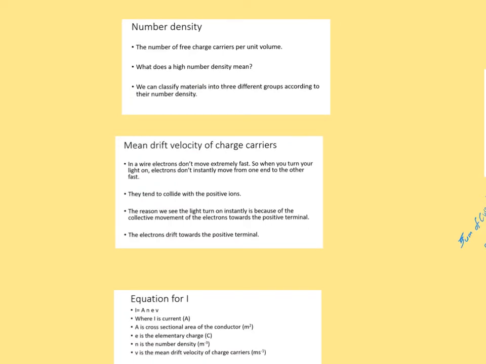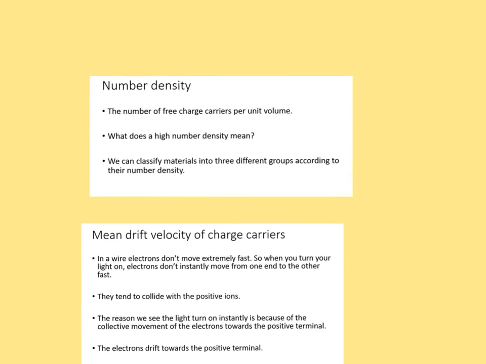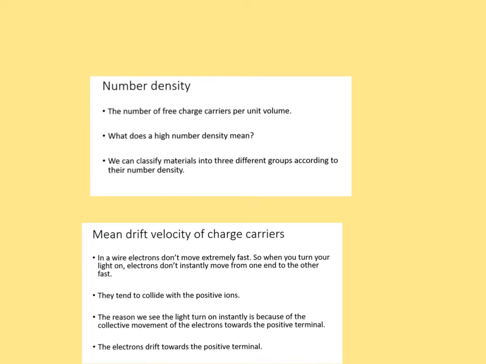The last part of chapter 8 is about the mean drift velocity of charge carriers. Before we go on to that, we need to first look at what number density is. It's a new quantity that you will need to differentiate from the number of electrons, because they have the same symbol. So the number density is the number of free charge carriers per unit volume.